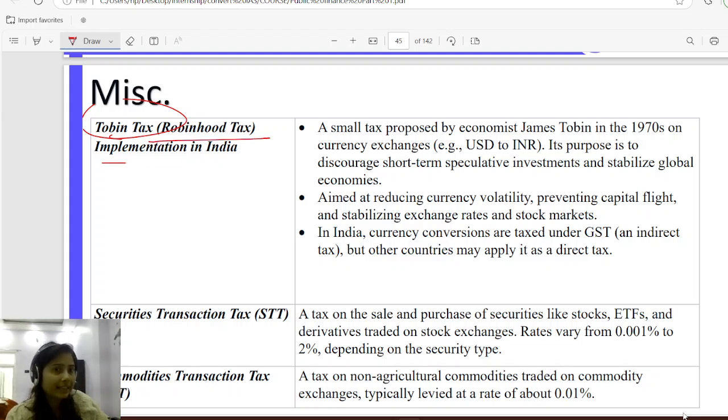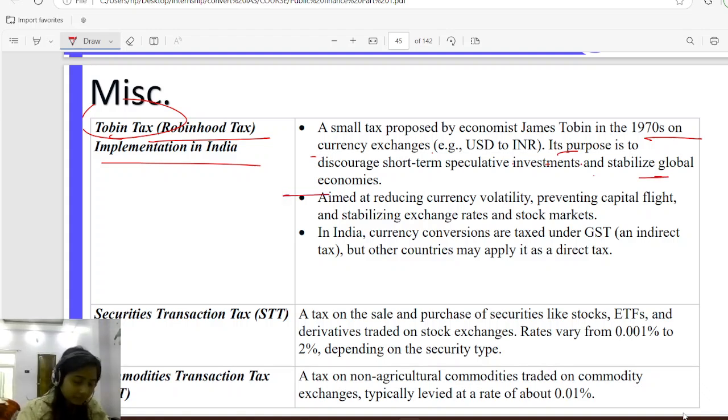Tobin tax, Robin Hood tax. Tobin tax means a small tax proposed by James Tobin in 1970 on currency exchange. Its purpose is to discourage short-term speculative investment and stabilize global economies.